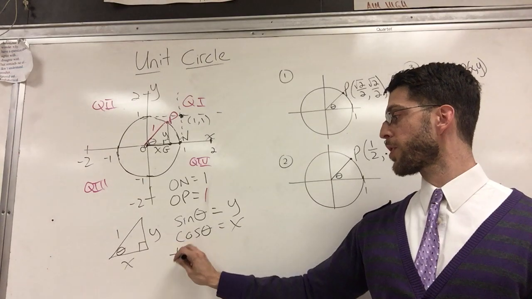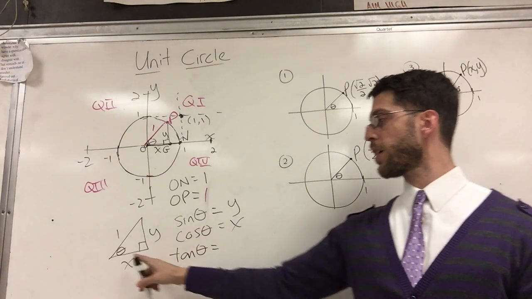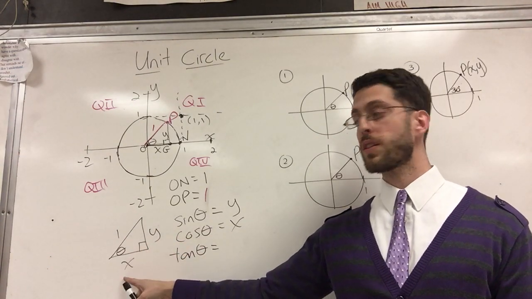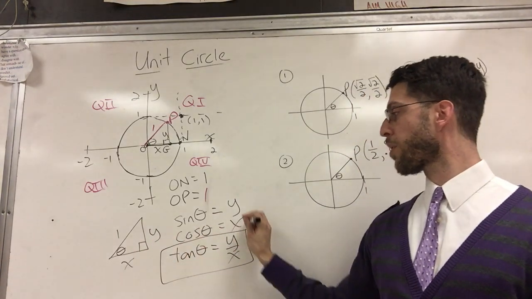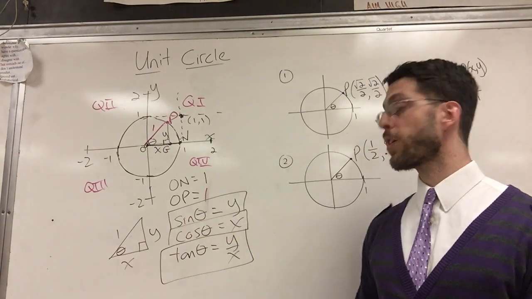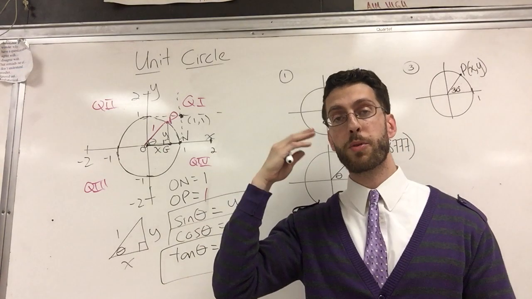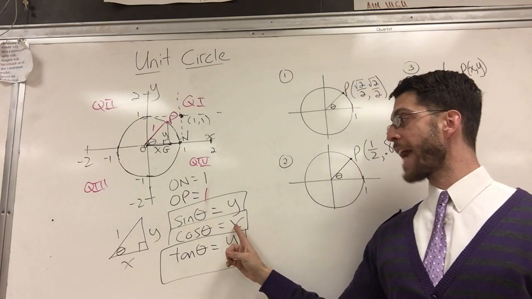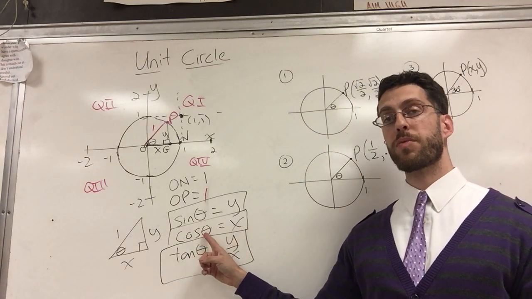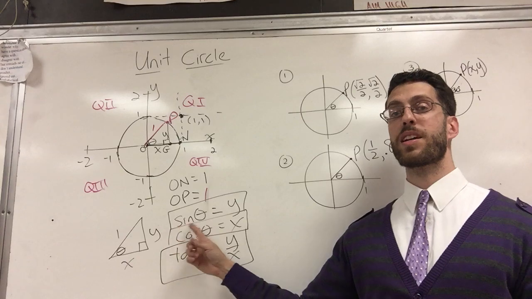And I can even go so far as to ask you tangent of theta, which is opposite over adjacent, which is y over x. So these are 3 formulas that are very helpful when you're converting from the geometry mind frame to the trigonometry mind frame. So remember, the x-coordinate is the cosine of theta, and the y-coordinate is the sine of theta.